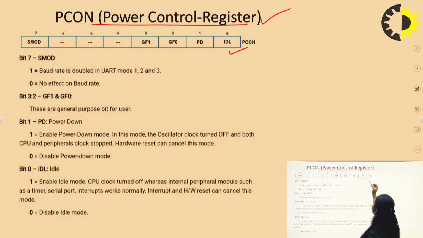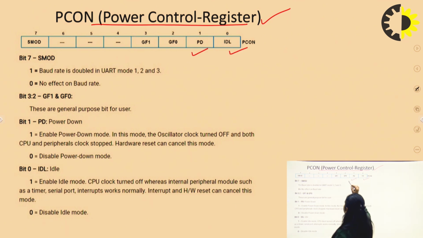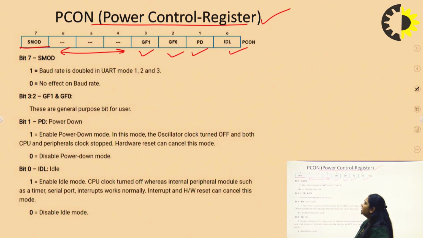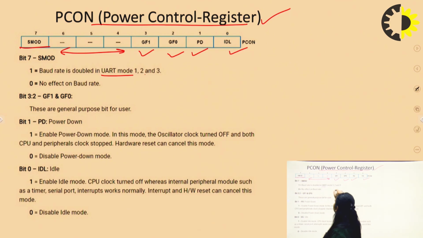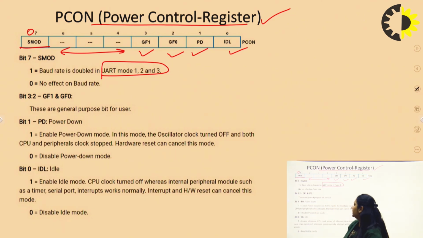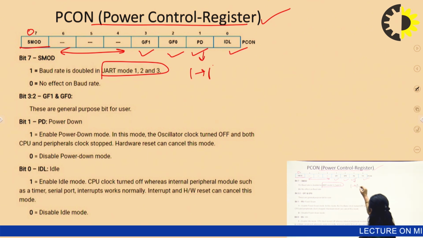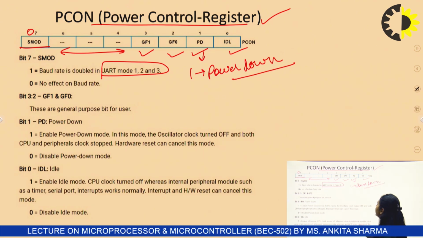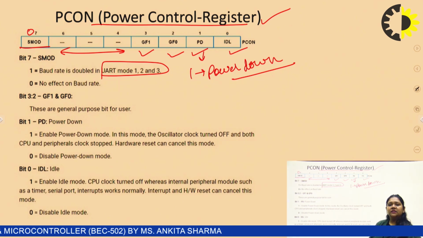First of all, bit 0 is the idle bit, next is power down, next are two general purpose bits for the user, 3 bits are reserved for future, and next is SMOD, which is used for the baud rate. When this bit is 1, the baud rate is doubled in UART modes 1, 2, 3, and when this bit is 0, there will be no effect on the baud rate. If the power down bit is 1, that means power down will be enabled, and all the oscillator clocks and the peripheral devices will be off.